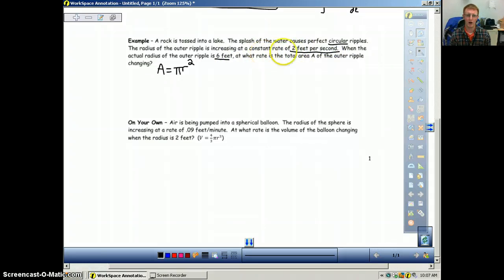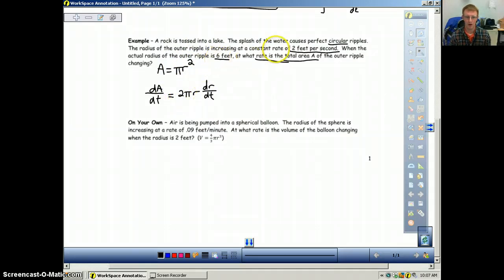It says, at what rate is the total area changing? So as soon as you see the rate of the total area, you should be thinking we need dA dt, which means we're just going to take the derivative of this: 2 times pi times r, but don't forget, we need to add in there a dr dt. We're taking this derivative implicitly because it's with respect to time, not with respect to r.